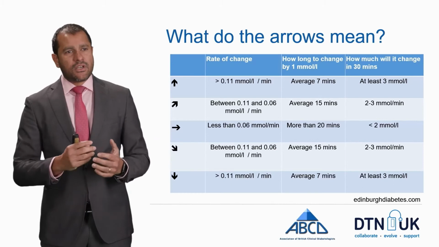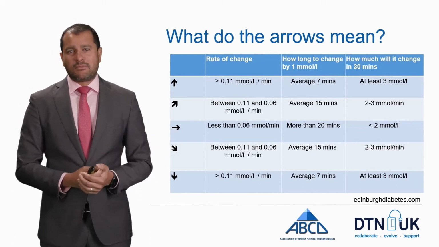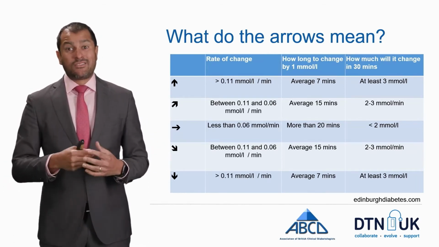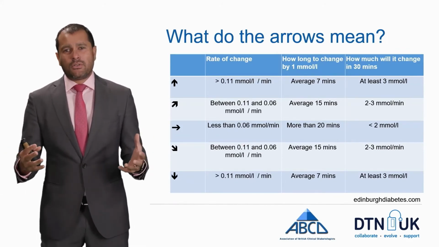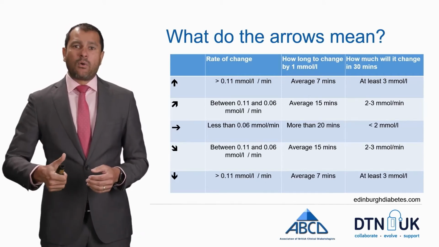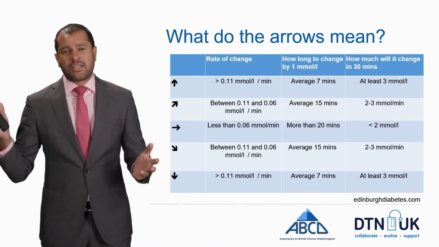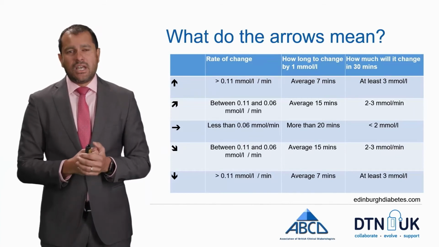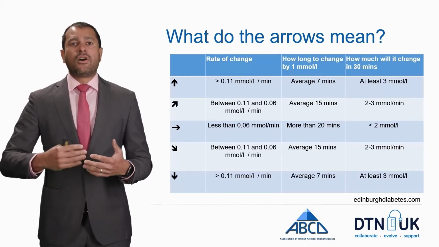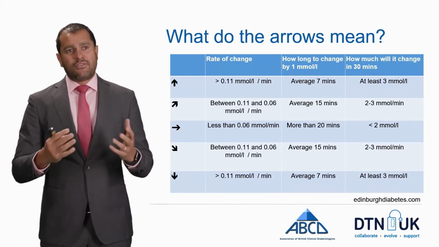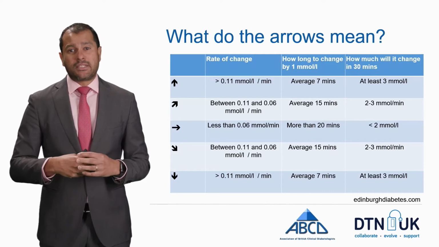So the first arrow that you might have is one that goes straight up. In technical terms, this means the rate of change of glucose is more than 0.11 millimoles per minute. On the whole, that means that you're going to go up by 1 millimole on average in about 7 minutes. It can be between 5 to 10 minutes, but the average is about 7 minutes. A useful way to think about how to use that information is how far you will go in 30 minutes. If you've got a straight up arrow, you're going to go up by at least 3, and on average by about 5 millimoles per litre.